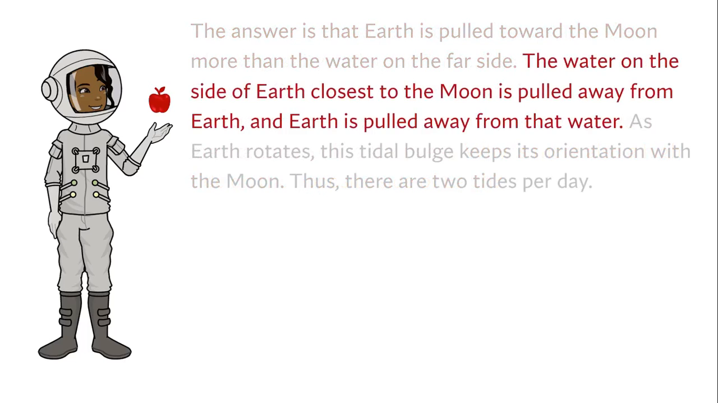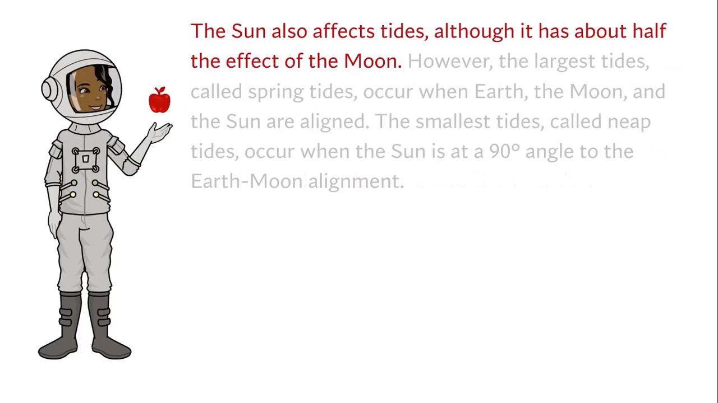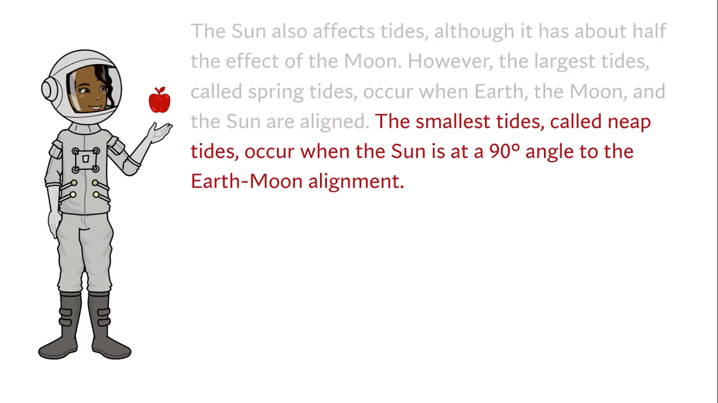The water on the side of Earth closest to the moon is pulled away from Earth, and Earth is pulled away from that water. As Earth rotates, this tidal bulge keeps its orientation with the moon. Thus, there are 2 tides per day. The sun also affects tides, although it has about half the effect of the moon. However, the largest tides, called spring tides, occur when Earth, the moon, and the sun are aligned. The smallest tides, called neap tides, occur when the sun is at a 90-degree angle to the Earth-Moon alignment.